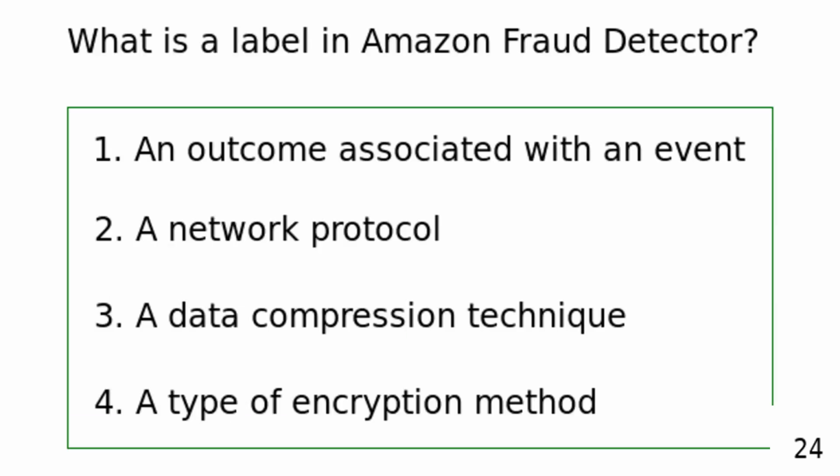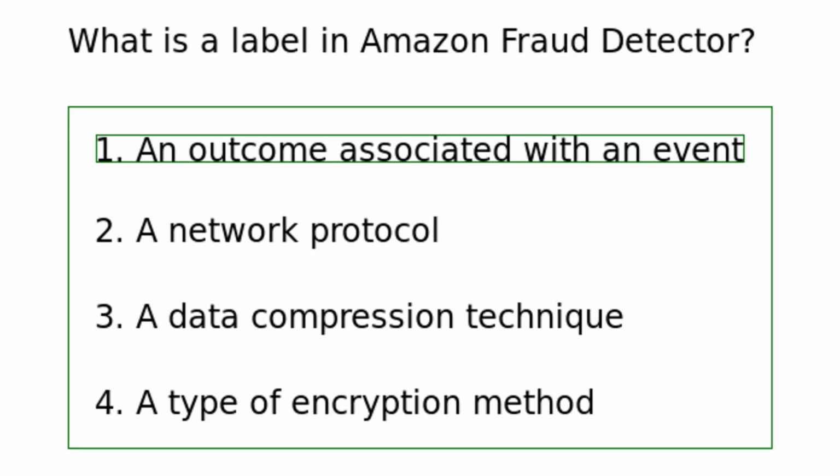What is a label in Amazon Fraud Detector? An outcome associated with an event. A network protocol. A data compression technique. A type of encryption method. A label in Amazon Fraud Detector is an outcome associated with an event, such as fraudulent or legitimate.